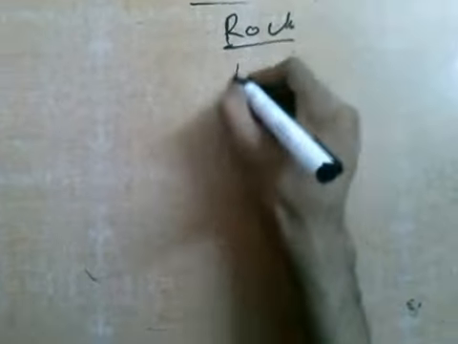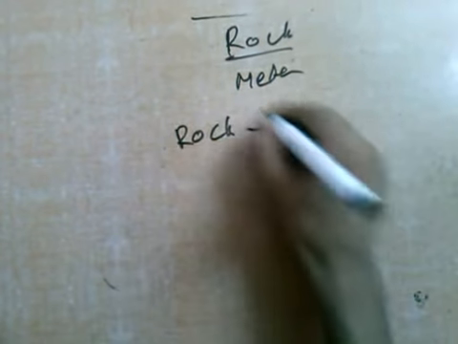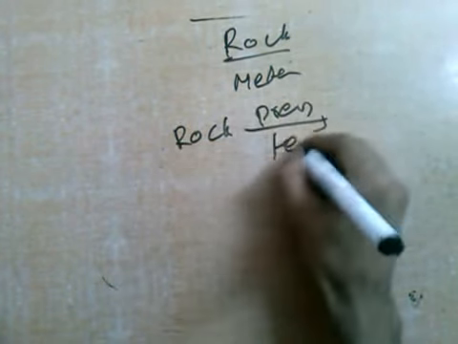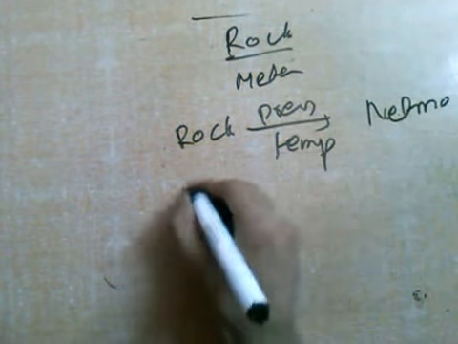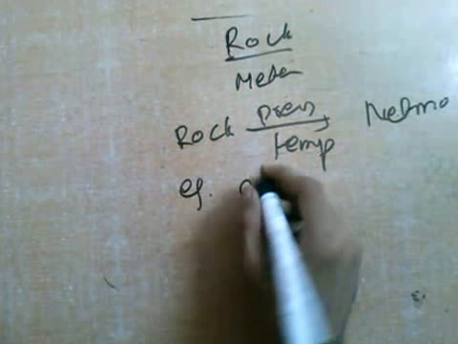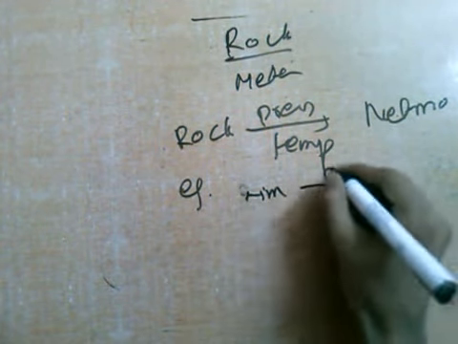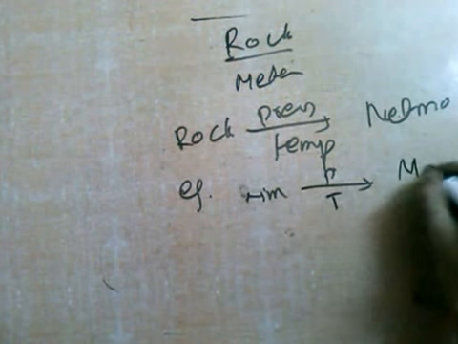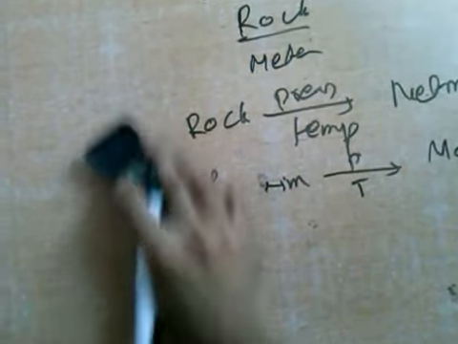So finally, metamorphic rocks. When a rock is placed under pressure and temperature, we form a metamorphic rock. For example, limestone is a sedimentary rock. When pressure and temperature are applied, it changes to marble, which is a metamorphic rock. We have so many examples like this, and that's all about rocks.